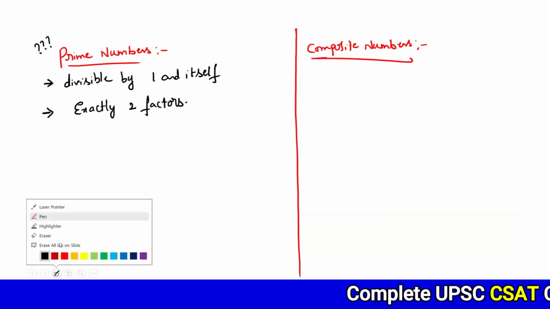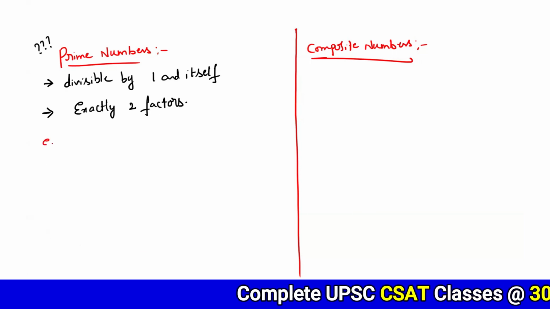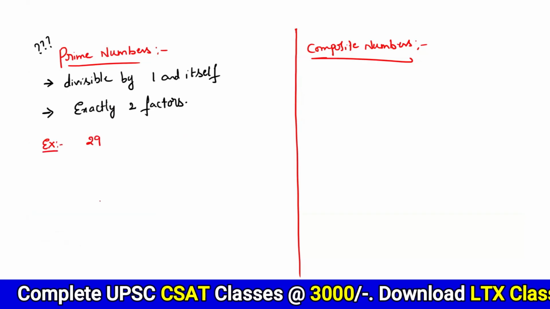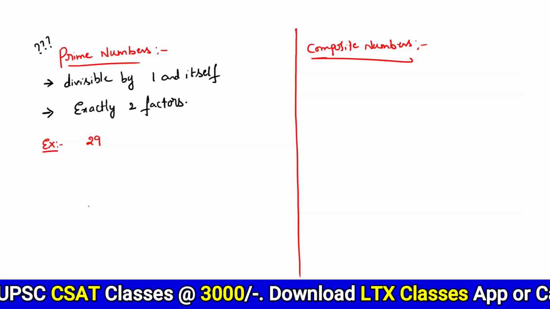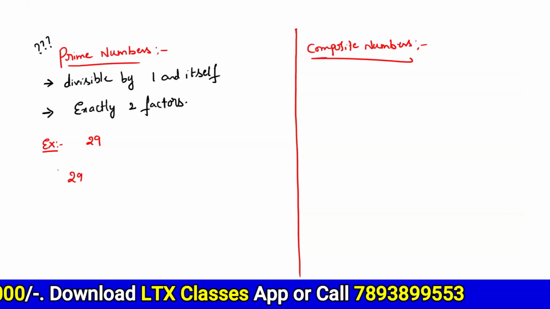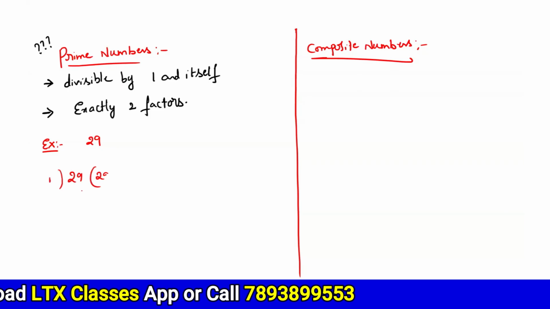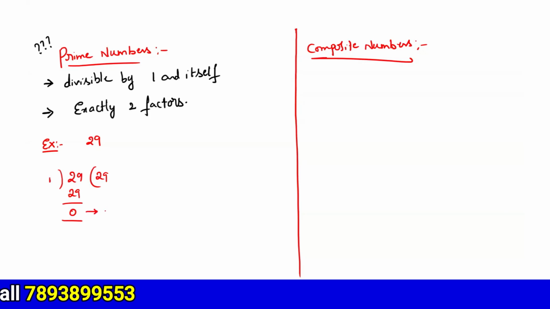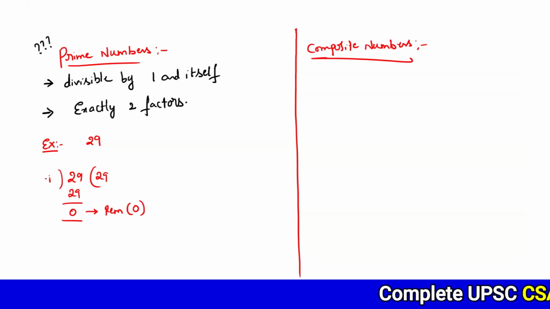Okay. And now let us understand this. The first example. Is 29 a prime number? Yes sir, 29 is a prime number. Yes, obviously yes. Because when 29 is divided by 1, we get 29 and the remainder is 0. So remember one thing, whenever you get the remainder as 0, then only we say that it is exactly divisible by 1. This is very important.